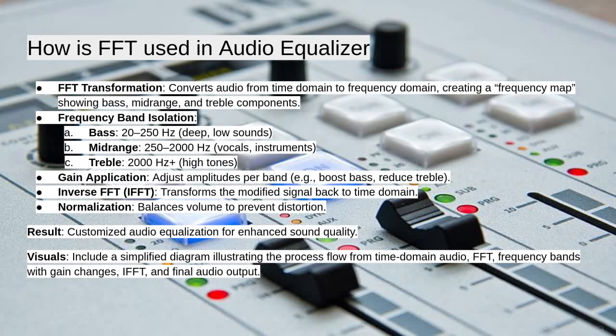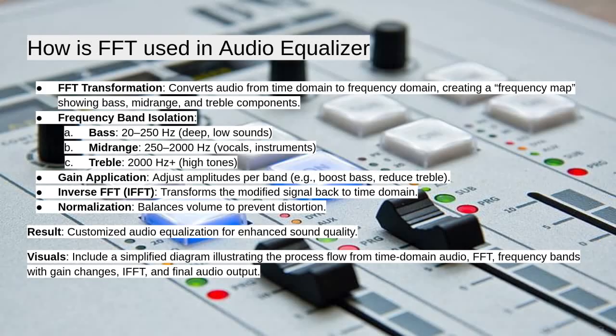The second part is isolating frequency bands. Once in the frequency domain, we can isolate specific frequency ranges known as bands. The first one is bass, which is typically around 20 to 250 Hz, covering deep and low sound. The second one is mid-range, which ranges over 250 to 2000 Hz, where most vocals and instruments are found. The third one is treble, which is 2000 Hz and above, capturing high and crisp tones.